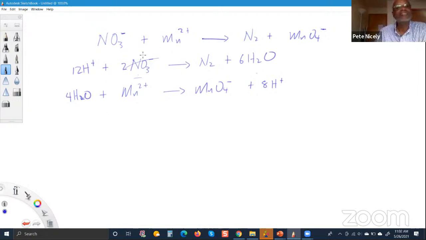So to balance the charges, we have a total of 12 plus minus 2, so that's +10 on this side. We have 0 on this side, so that means that we would add 10 electrons to this side. For the second half equation, we have +2 on this side. We have 8 minus 1, which is +7, which means that we need to add 5 electrons to this side.